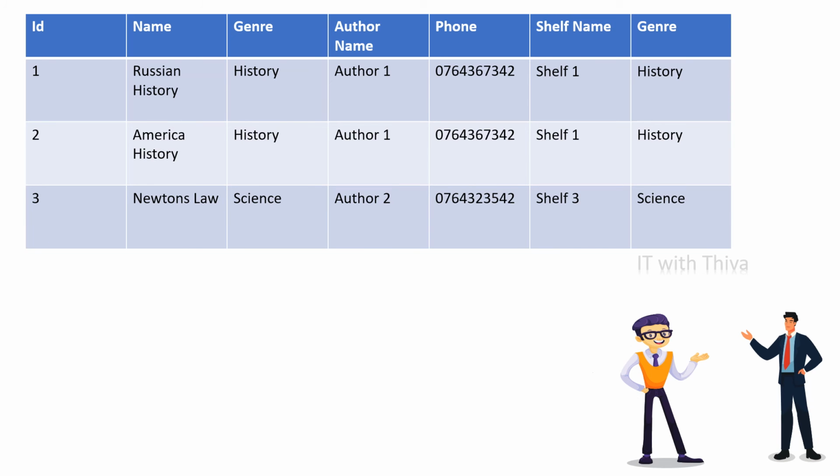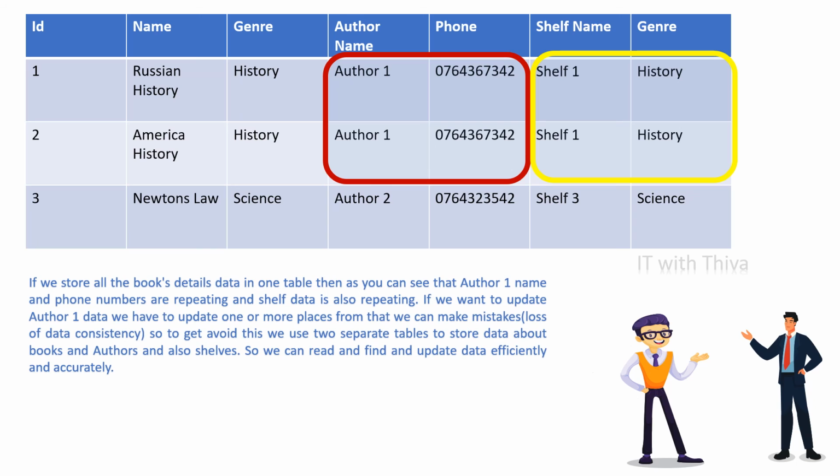Think that if we want to update author one, then we have to update that data in two places. So that is loss of data consistency. So to avoid this, we use separate tables to store data about books and authors and also shelves. So we can read, find and update data efficiently and accurately.